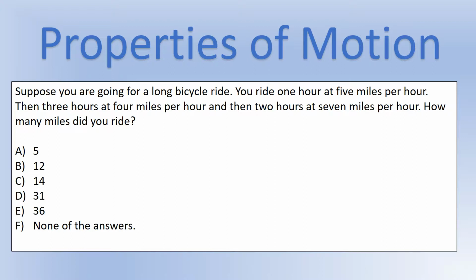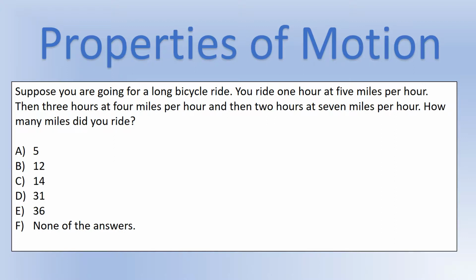So first question, you're going on a bicycle ride. You ride for 1 hour at 5 miles per hour, 3 hours at 4 miles per hour, and 2 hours at 7 miles per hour. How many miles did you ride? So these are your options, so pause the video and have a look through, and then we'll see what you get.